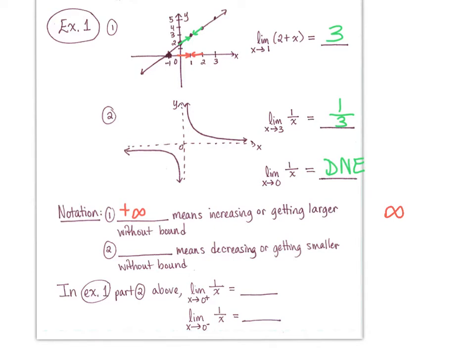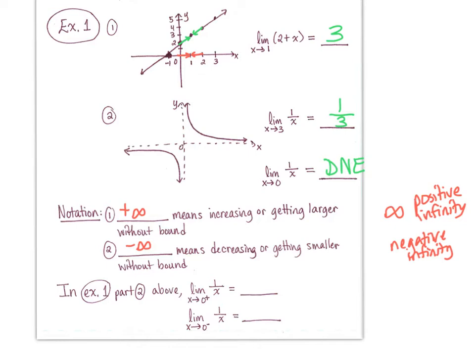Okay? This means what? Negative infinity. It means decreasing or getting smaller without bound. So you have positive infinity and you have negative infinity. It's important to note that they are not numbers, right? They are just symbols indicating whether your values are getting larger without bound or getting smaller without bound.